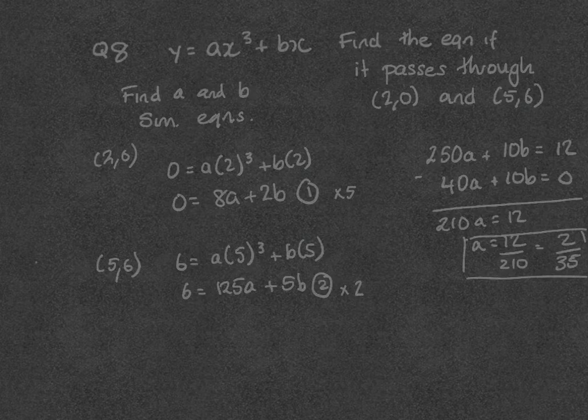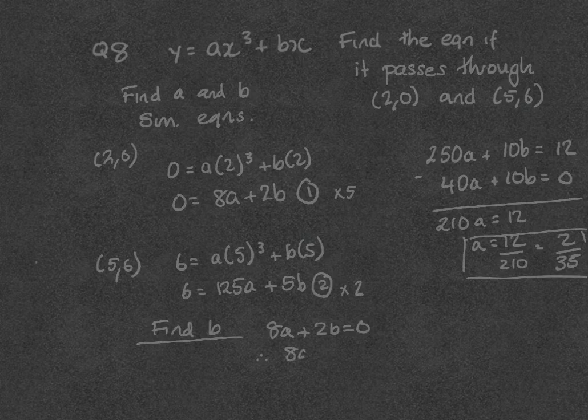And now I have to find the b. So I'm going for the simplest equation. Any equation will work, but the most simple form is 8a plus 2b equals 0. And so that can be simplified to 8a equals minus 2b. So 8 times a equals negative 2b.